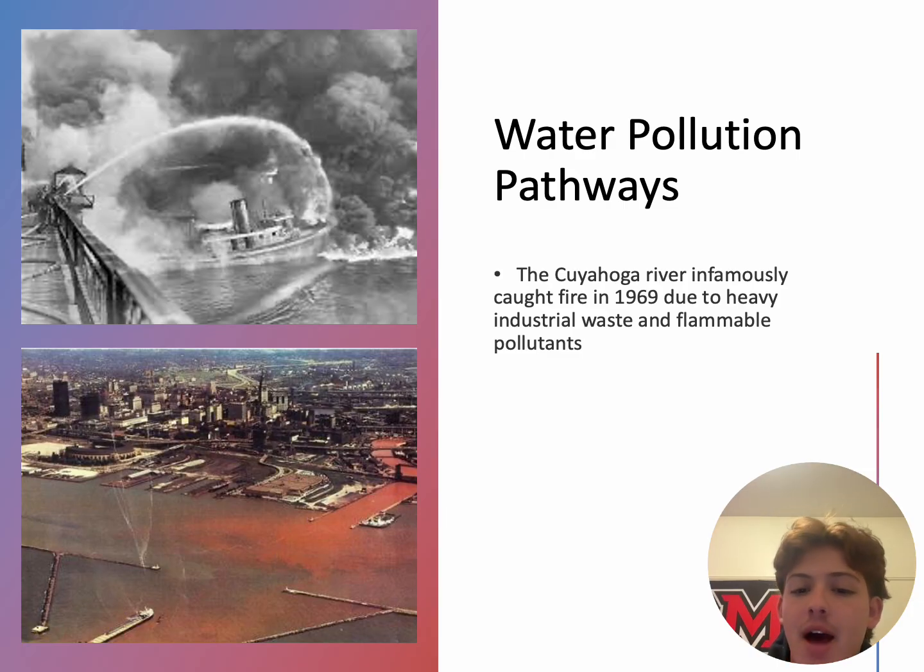Water pollution pathways. Runoff carries metals and oils into the Cuyahoga River, and the Cuyahoga River infamously caught on fire in 1969 due to heavy industrial waste and flammable pollutants. Thermal pollution comes from hot discharge water, which increases water temperature and also lowers dissolved oxygen. And this discharge leads to problems in the connected waters of the steel mills.